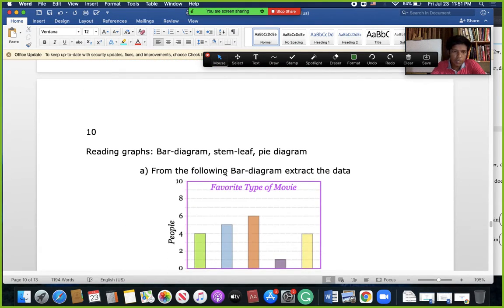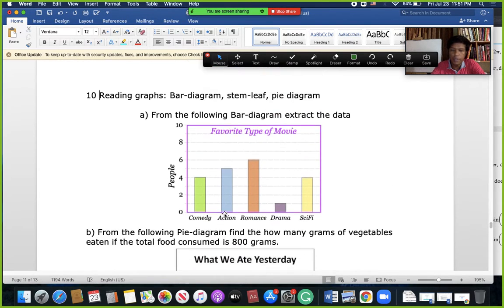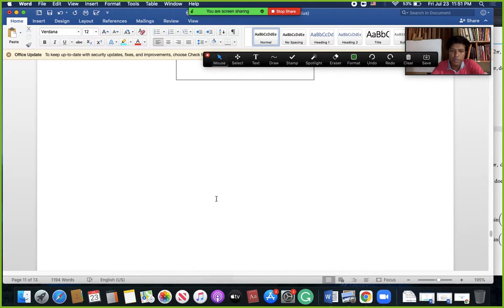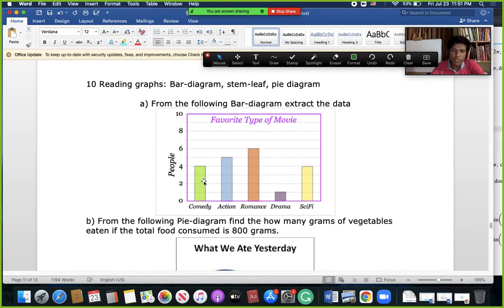This question, number 10, is related to the bar diagram, then stem and leaf, this kind of thing, and then pie chart. Stem and leaf is here. Extracting data is easy. Comedy is 4 people, action is 5 people, like this we can extract.